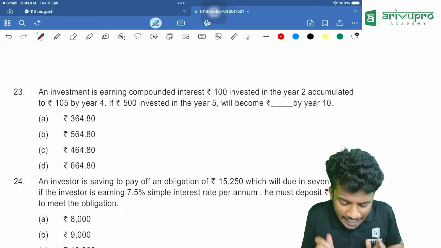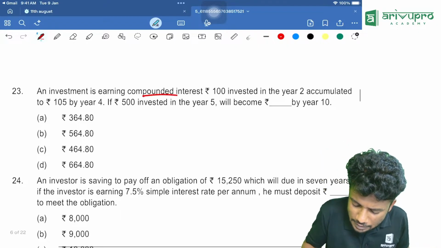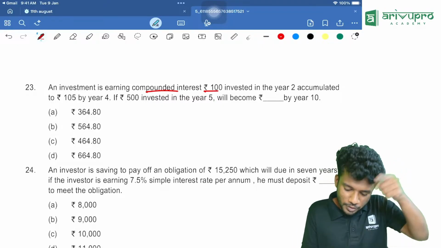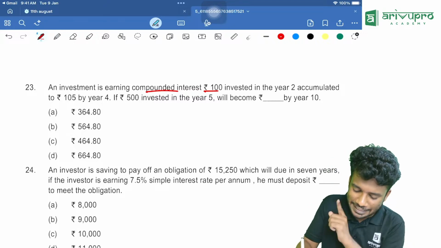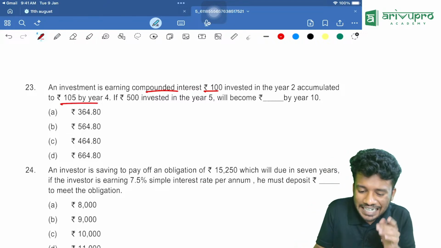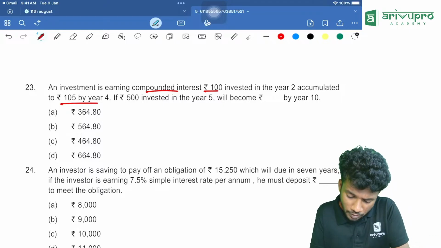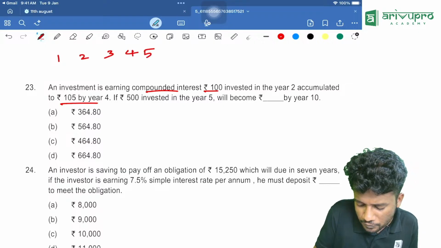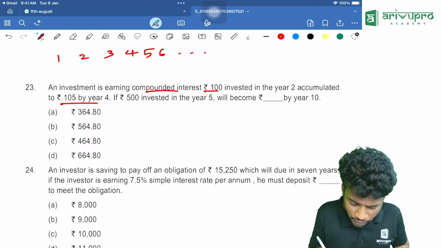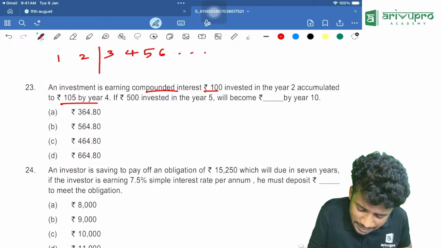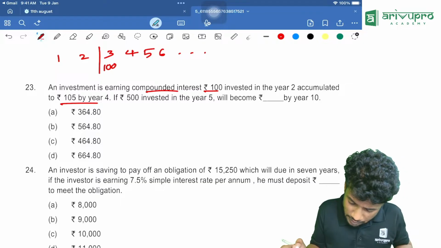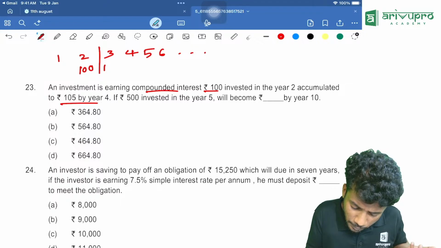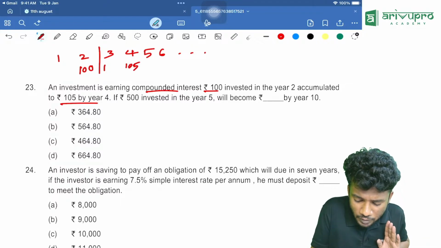The next question is, an investment is earning compound interest. Rupees 100 invested in year 2 accumulated to 105 in year 4. So what is happening? First year, second year, third year, fourth year, fifth year, sixth year, and so on. 100 rupees is invested in year 2 and it accumulated to 105 in year 4.